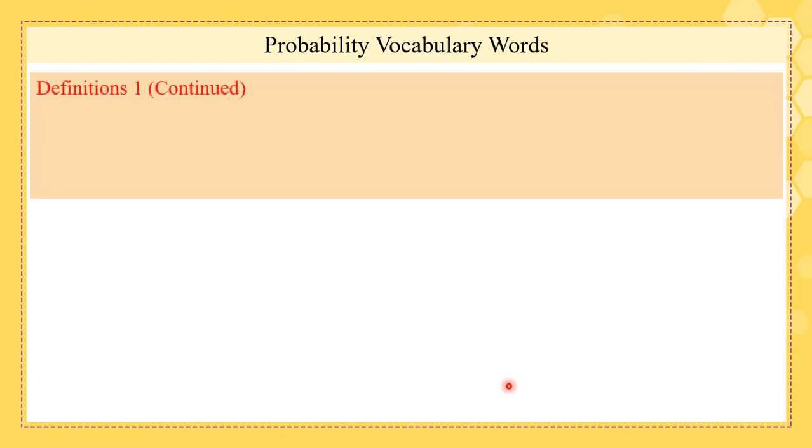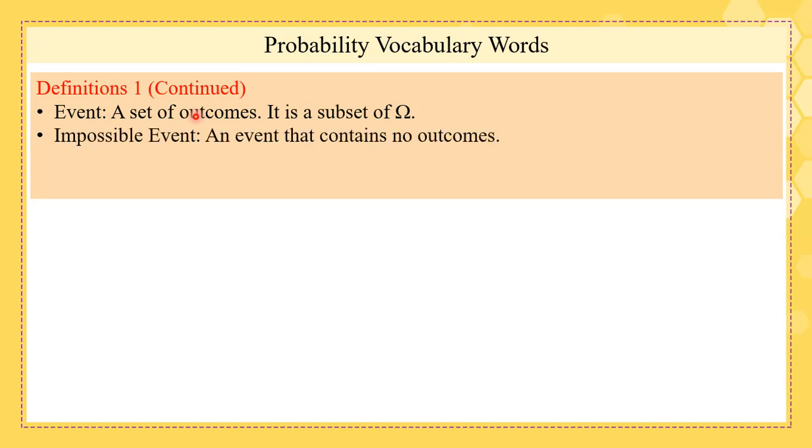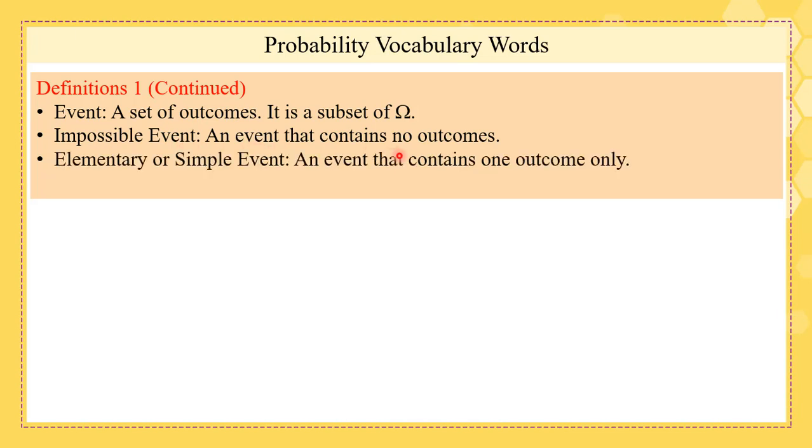Let's continue talking about the vocabulary words. Event, it's a set of outcomes, it's a subset of omega. So an event is a subset of omega. It contains many outcomes, and it could contain only one outcome or no outcomes. We have specifically what we call an impossible event. It's an event that contains no outcomes. We have the elementary or simple event, which is an event that contains only one outcome.